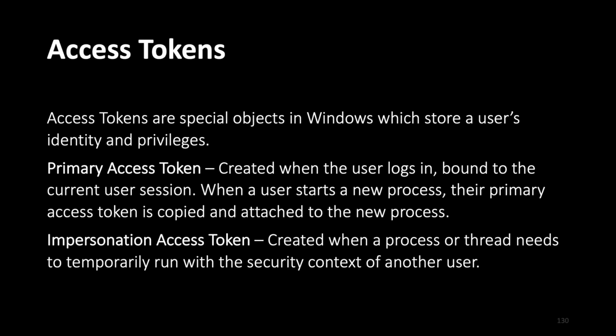Access tokens are special objects in Windows which store a user's identity and privileges. There are two types of access token. A primary access token is created when the user logs in and is bound to the current user session. When a user starts a new process, their primary access token is copied and attached to the new process, meaning that the process is running with that user's privileges. There's also an impersonation access token, which is created when a process or thread needs to temporarily run with the security context of another user.